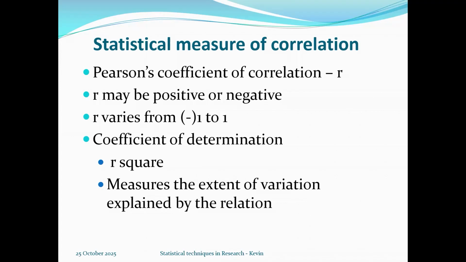Sales and advertisement, you find out the correlation. Supposing you get 0.6 as the correlation. The square of the correlation, 0.6 into 0.6, is 0.36. R square can be converted into percentage: 36 percent. That means it measures the extent of variation explained by the relation.